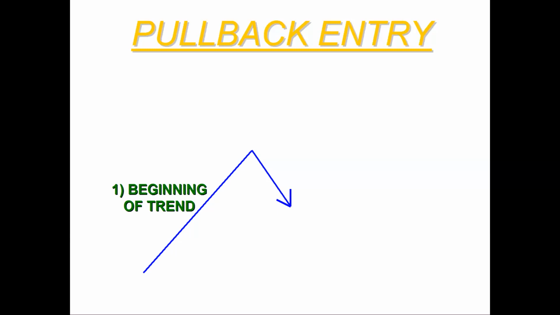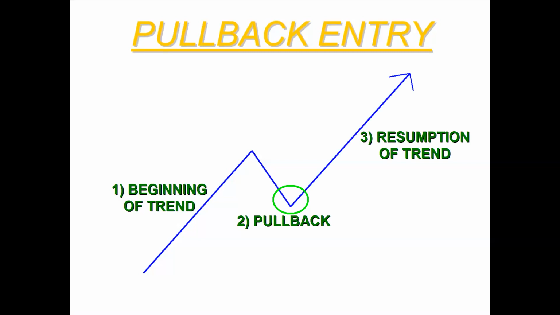What it could be is the beginning of a pullback, and this is phase number 2. So if the requirements are met and it's a pullback, then we add some structure to tell us to get in, because usually what happens after a pullback, if it's a valid pullback, is that stage 3 happens, and it's the resumption of the trend in the original direction. So that's how you get to buy at a lower level. But the requirements need to be met that it's simply a pullback and not the beginning of a new trend in the opposite direction.